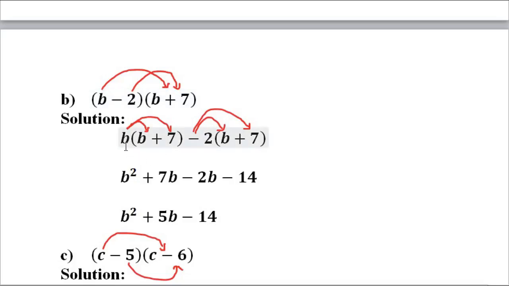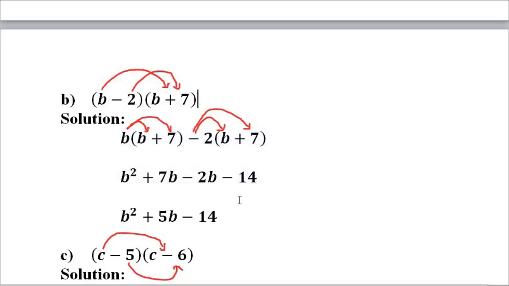Now I will distribute the positive b to the positive b and to the positive 7. Then we can distribute the negative 2 to the positive b and to the positive 7. We have b times b, b squared, positive b times positive 7, positive 7b, negative 2 times b, negative 2b, negative 2 times positive 7, negative 14.